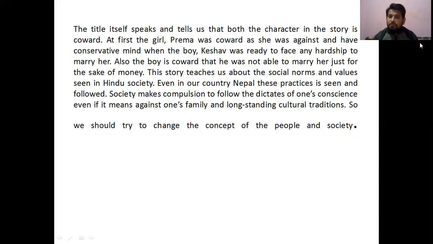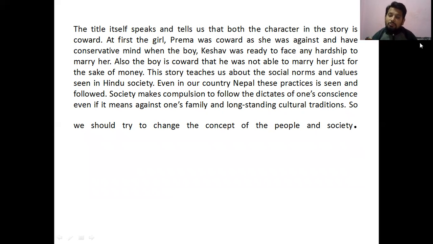Here the title tells us that both characters in the story are cowards. At first, the girl Prema was a coward, with a conservative mind, when the boy Kesav was ready to face any hardship to marry her. Later the boy is also a coward, as he was not able to marry her just for the sake of money. When Kesav's father told him he would not give him any piece of money, Kesav looked very cowardly because he could not support Prema.